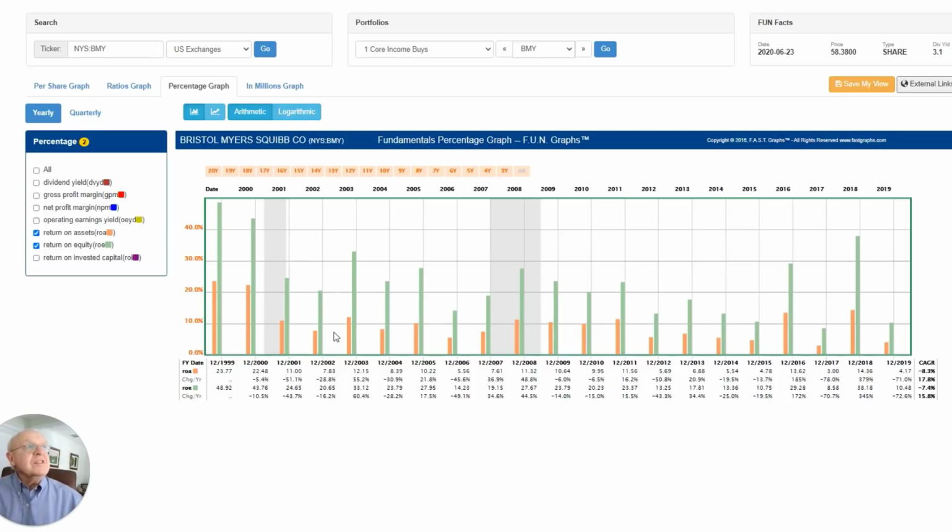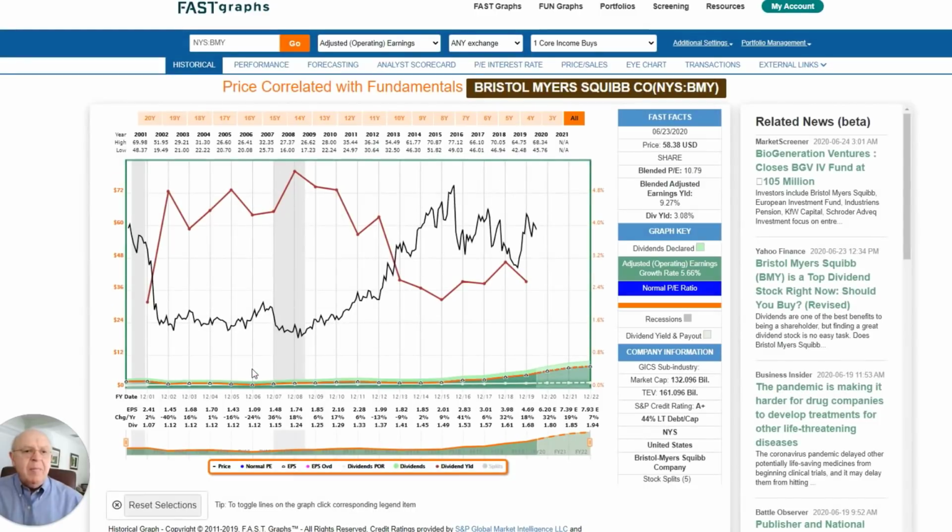So anyway, this is the FUN graphs. It stands for Fundamental Underlying Numbers. These are available to the premium subscription to Fast Graphs, and they really can help you make better long-term investment decisions because you can really understand the financial makeup of the business.